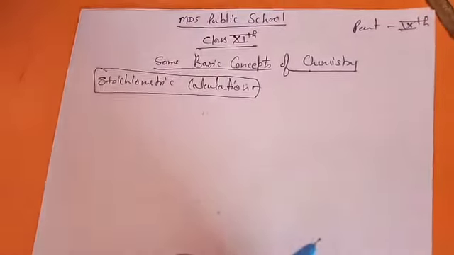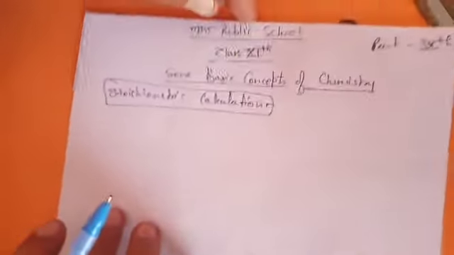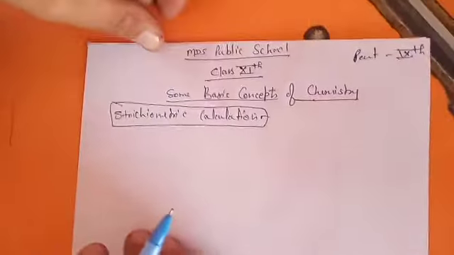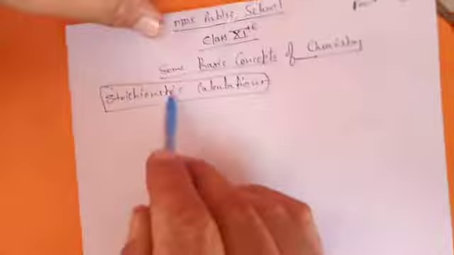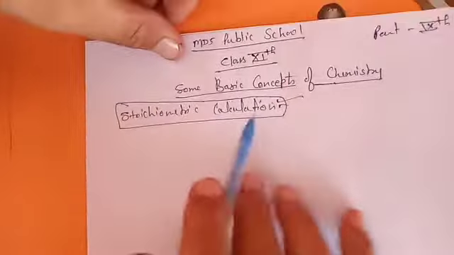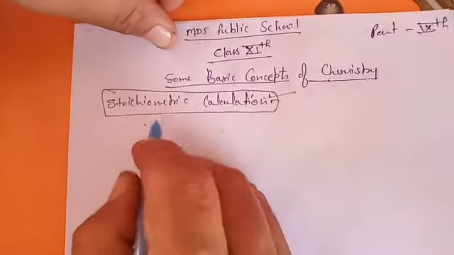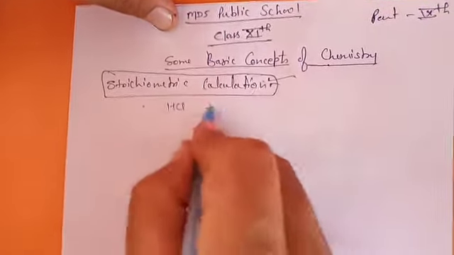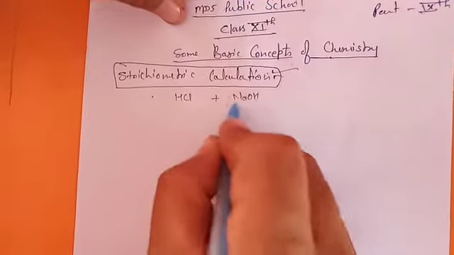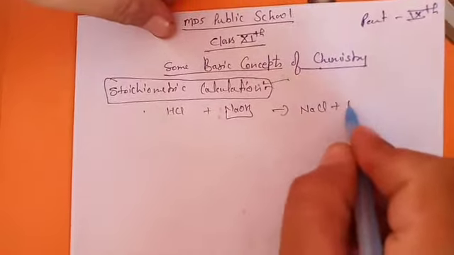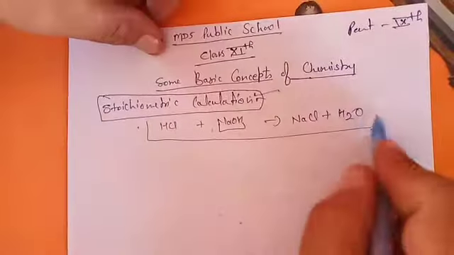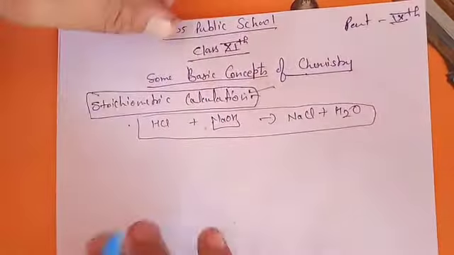Hello, dear students. In the previous lectures, we have completed the topic of some basic concepts of chemistry up to stoichiometric calculations, in which we usually find out how much amount of any reactant will react with another substance and how much amount of any substance will get produced, by balancing them and equating their mass ratio.